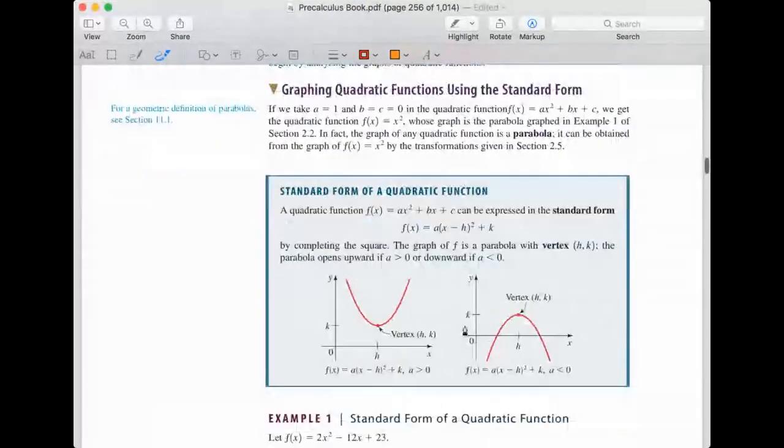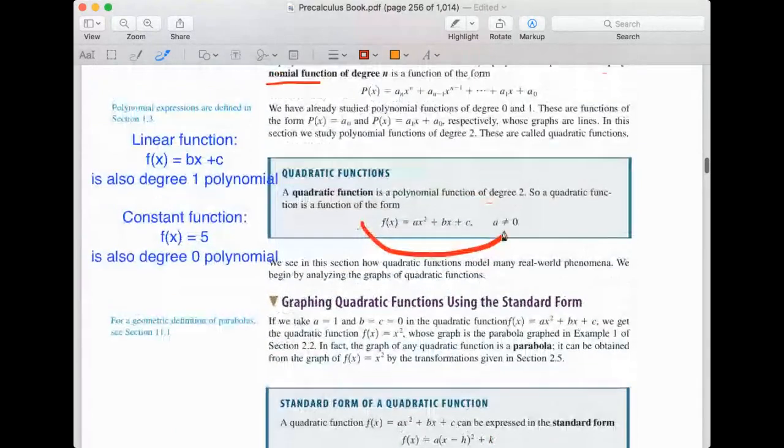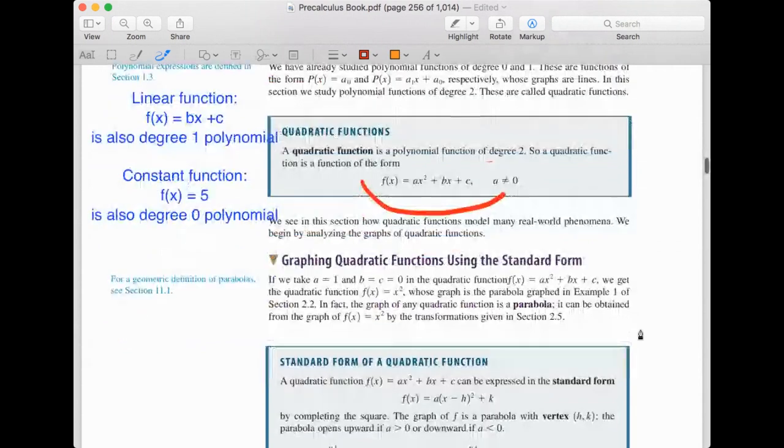With quadratic function, we can write it another way. And here we require a is not 0, because if a is 0, we go back to linear function. Right? So we require a is not 0.